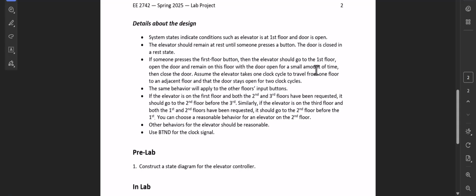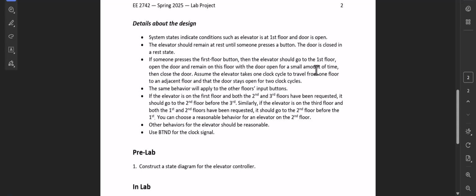So it can't go straight from one to the other like instantly? Right, it should take 2 clock cycles. Okay. So on the first clock cycle, it should be on the second floor with the door closed. Okay. And then the next one, it should be on the third floor with the door open. So it takes a clock cycle for each floor.